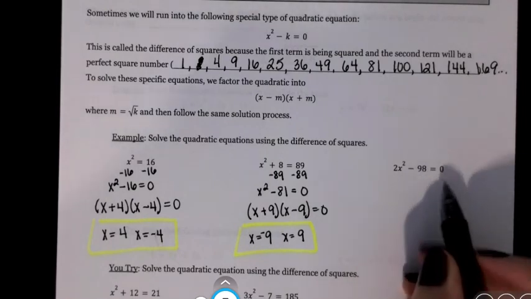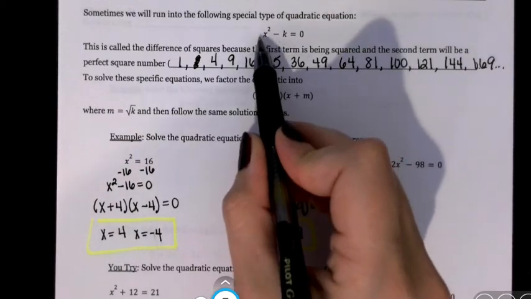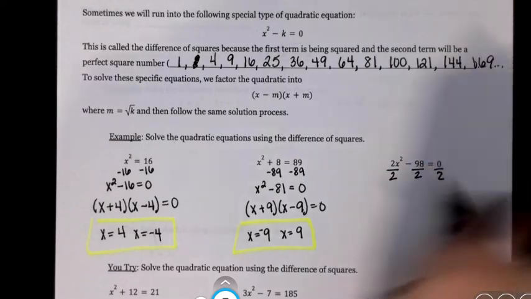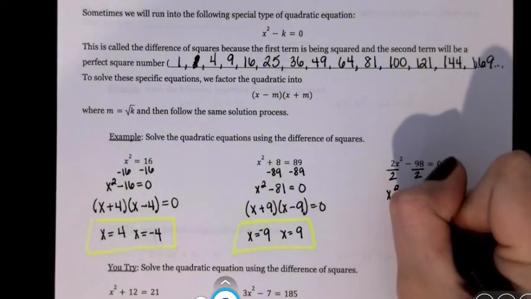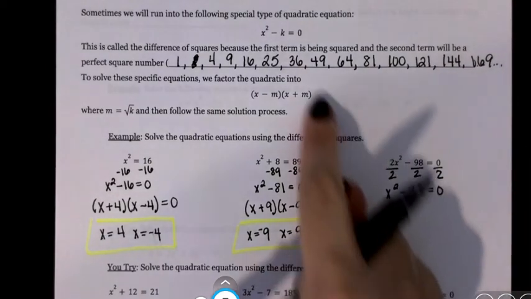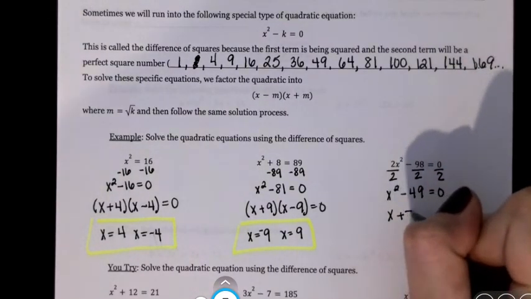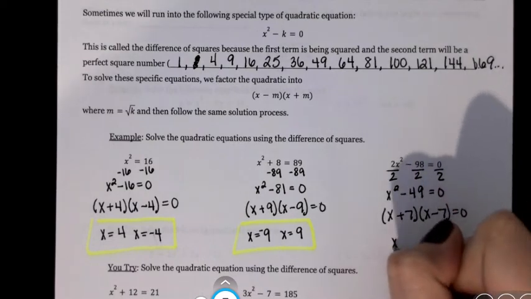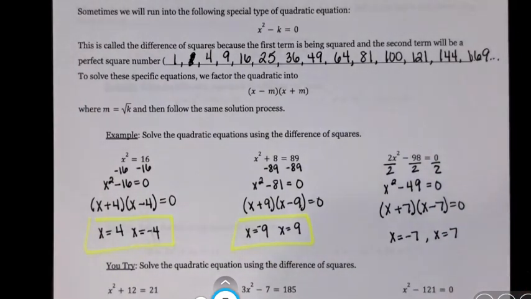For this one, it's already equal to 0, but if we look back up here, I need my a value to be 1. So I'm going to divide everything by 2. When I do that, I end up with x squared minus 49 equals 0. Well, 49 is in our list, and 49 is 7 squared. So for my final answer, I get negative 7 and positive 7.